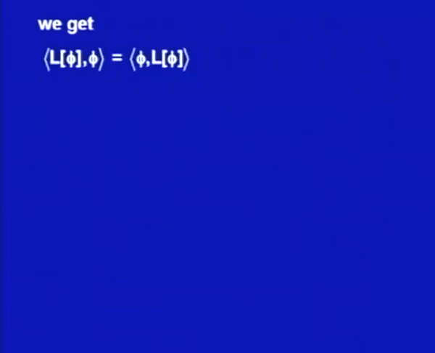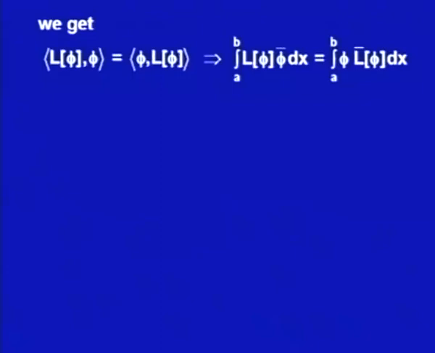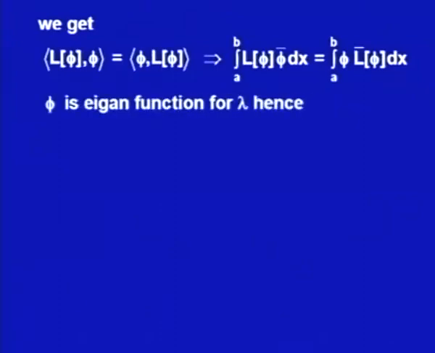Let us expand it. This says the integral a to b of L phi times phi bar dx should be the same as the integral a to b of phi times L phi bar dx, where bar denotes the complex conjugate. Now, since phi is an eigenfunction for lambda, L phi would be lambda r phi. So, let us substitute it in this identity.